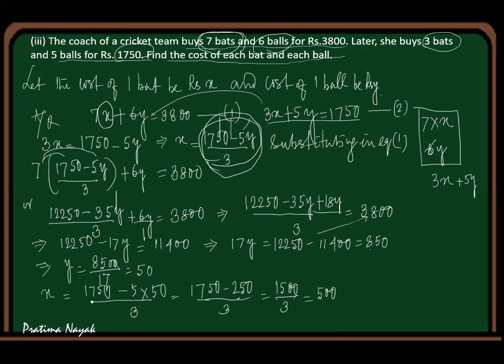So the statement: the cost of one bat is rupees 500. The cost of one ball is rupees 50.